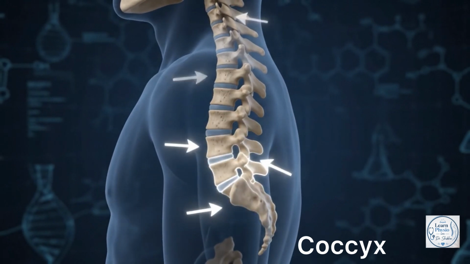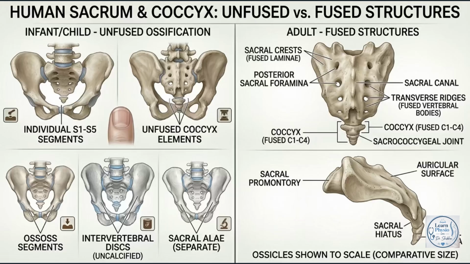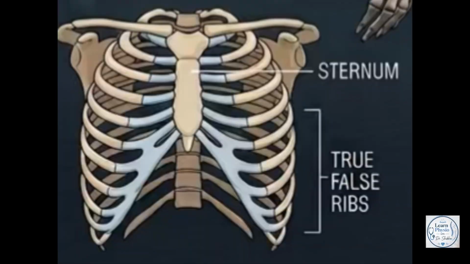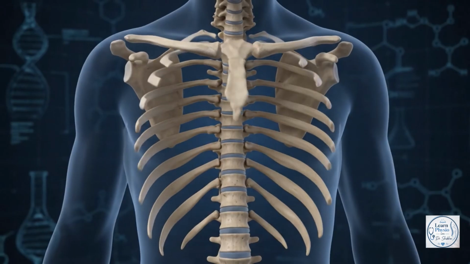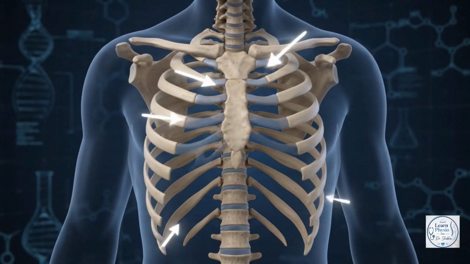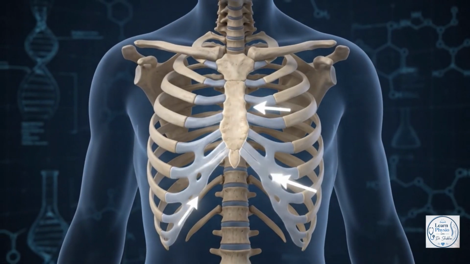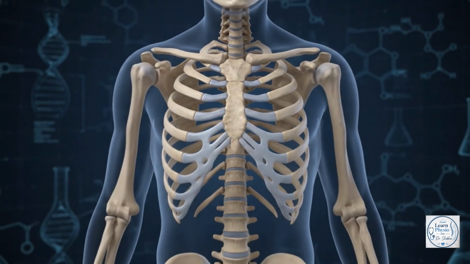Sacrum and coccyx are the false vertebrae. In children's or in juvenile phase, there is 5 sacrum and 4 coccyx, but it fused to 1 sacrum and 1 coccyx when it comes to adulthood. And the third bone in axial skeleton is sternum. Sternum is in the front of chest cavity. Then fourth one in the axial skeleton is ribs. There are 24 ribs, 7 true ribs, 3 false rib, and 2 floating ribs.